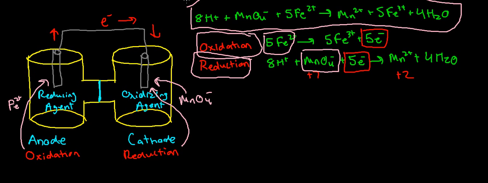This is how a battery works. This force, this pull, is called the electromotive force or cell potential, and it's measured in volts, which is joules per coulomb.